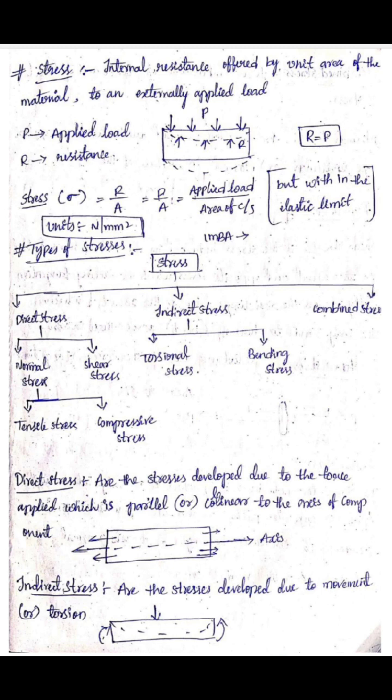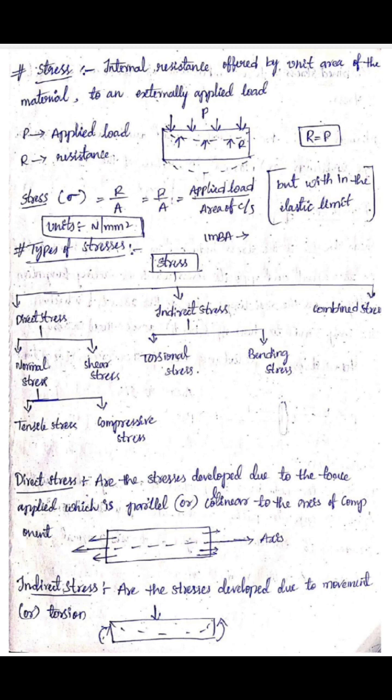You can see in the figure there, P is applied force on a body and the body is resisting. The resisting force is R. P is applied force, R is resistance, R equal to P within the elastic limit. Stress is represented by sigma. Sigma equals resistance divided by area, which is also equal to applied load divided by area of cross section, but within the elastic limit. The unit of stress is force per area, therefore Newton per mm square.